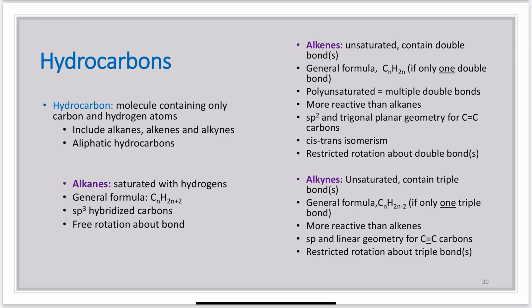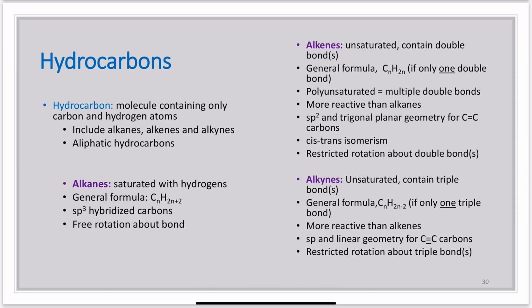Alkanes, again, are saturated with hydrogens, meaning that every carbon in there is sp3 hybridized, tetrahedral in shape, has 4 single bonds, and has free rotation around that bond. Alkenes are unsaturated, meaning that they do not have the maximum number of hydrogens we could have based on carbon. They contain double bonds. Either they can contain one single double bond or they can contain multiple double bonds. Polyunsaturated is when it has multiple double bonds.